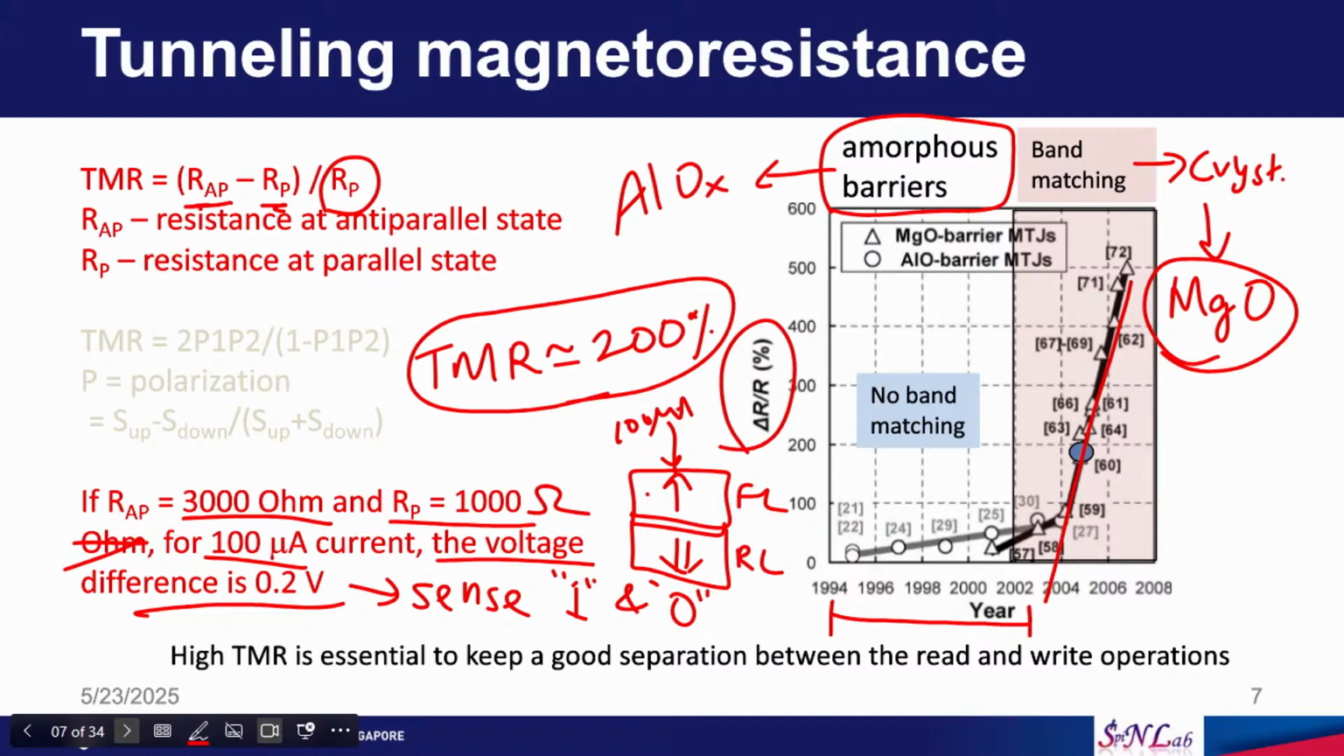So, if you remember the GMR example, the difference was only like 1 millivolt. Okay. Now, it is like 200 millivolt. Okay. So, you can sense 1 millivolt or 10 millivolt, but now you have 200 millivolt, which is enough to sense 1 and 0. Okay. So, because of this reason, people do not use AMR or GMR, people use magnesium oxide as the barrier, which can give rise to 200% TMR for reading information in MRAM.